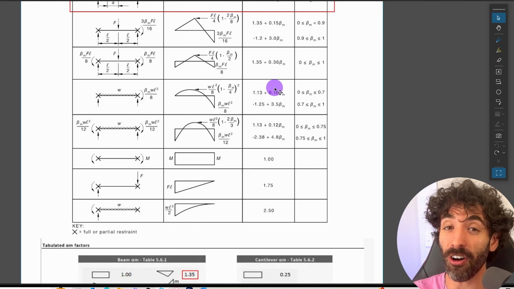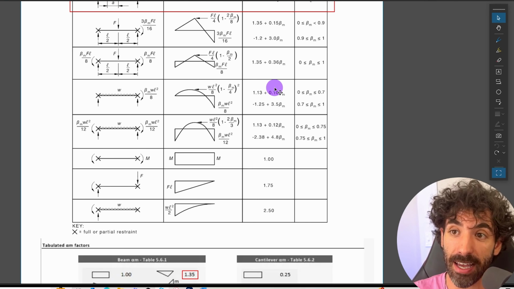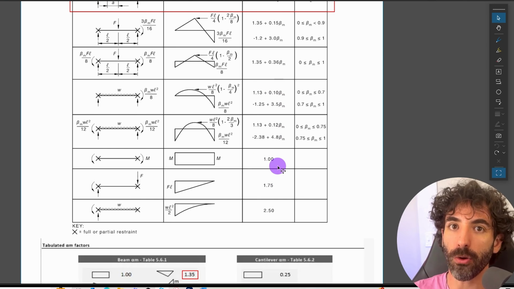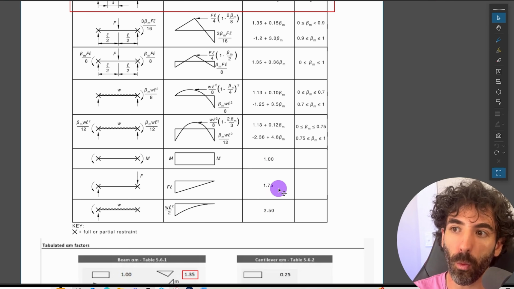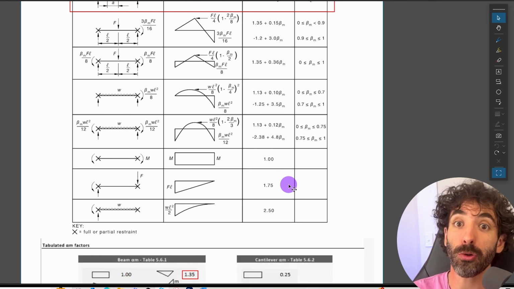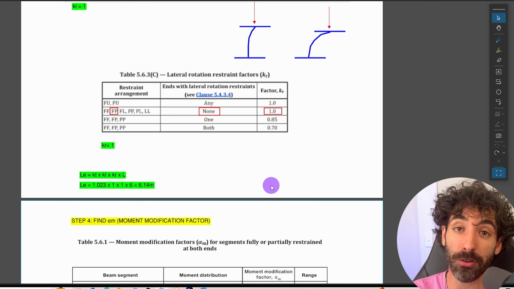And since phi MB is equal to alpha S times alpha M times phi MSX, that means the greater alpha M, the greater our capacity. So if we use only 1, it means we're being very conservative. If we use for example 1.75, we're increasing our capacity 75%. You could possibly finish the calculations here.